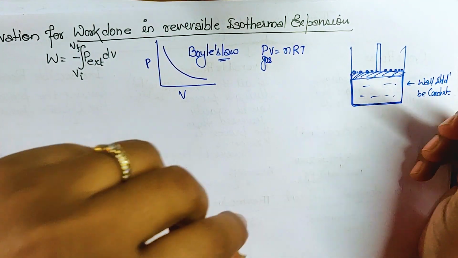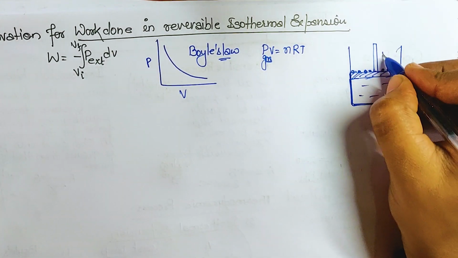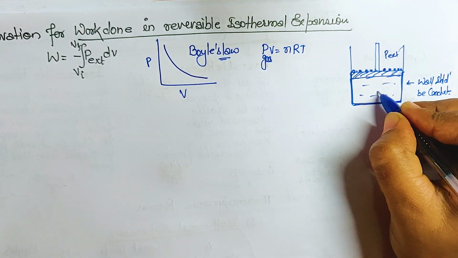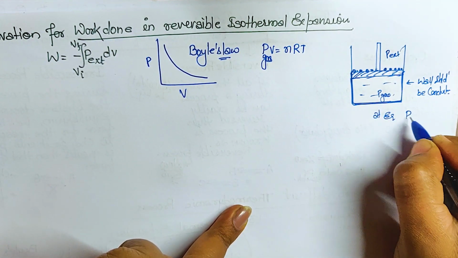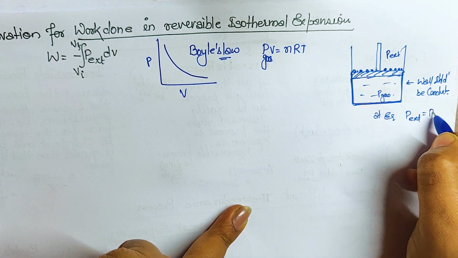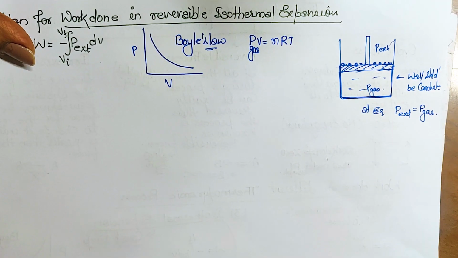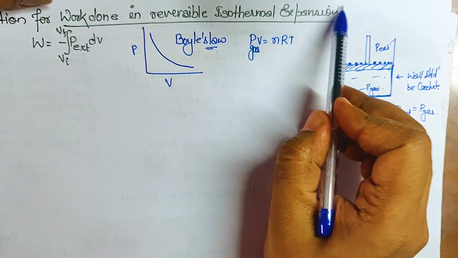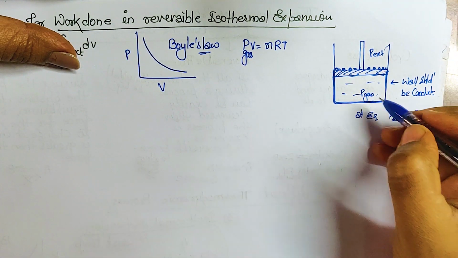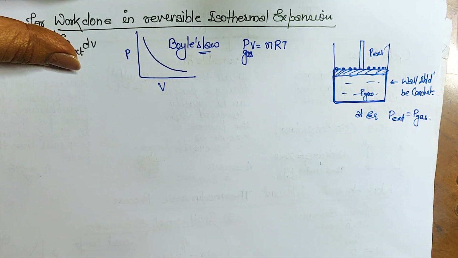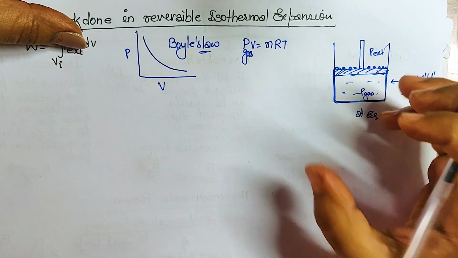So suppose that right now, for the equilibrium, this is the P external and this is the P gas. At equilibrium, we can say that P external is equal to P gas. Any problem in this? Now, since we have to do the expansion, the volume must expand. When will it expand? When P gas is greater than P external. Got it? So how will that happen?